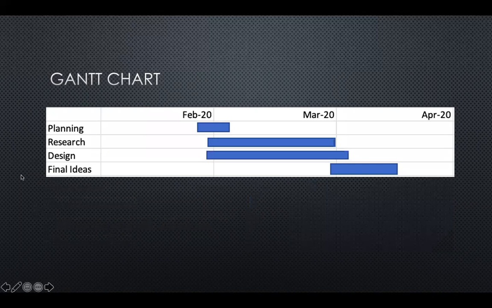Okay, so here's my Gantt chart. As you can see, I did some planning towards the end of February and going into March. And this was during the time I was working on the introduction project. For the research, I did most of the research during the month of March. So you can tell, same with the design. And for the final ideas, I went from the end of March to about halfway through April.